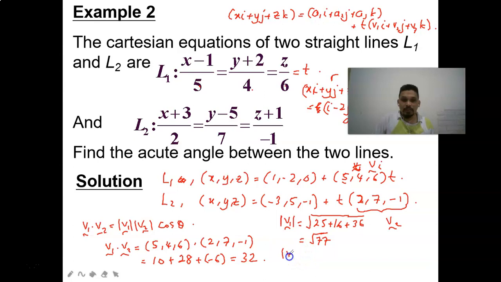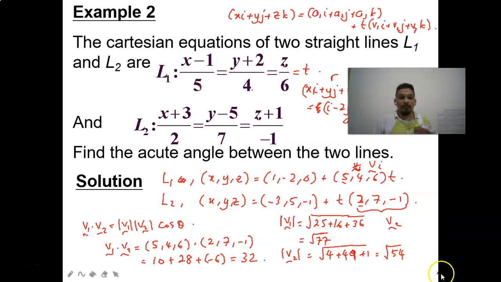And modulus of V2 is equal to the square root of, now look at this one here, 2 squared equal to 4, 7 squared, 49, and negative 1 squared equal to 1. Then it is the square root of, this one here, 54. 49, 50 plus 4, 54.